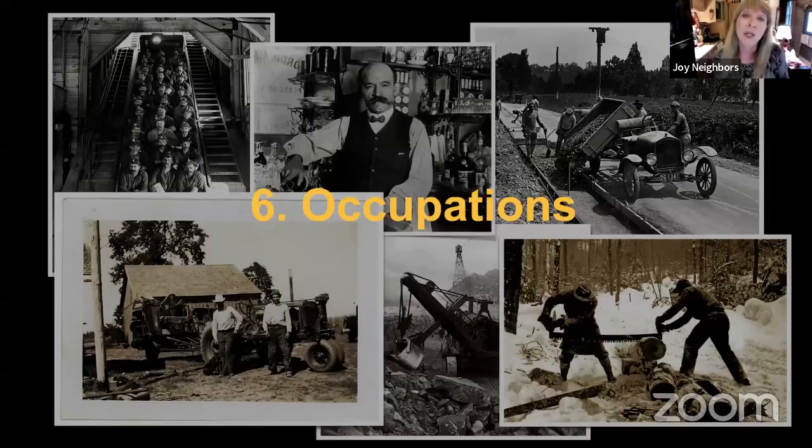Now, occupations, something else we need to know about. What were their jobs? What were their skills? What did they do to make a living? Community books will have information like that, and so will the census records and newspapers.